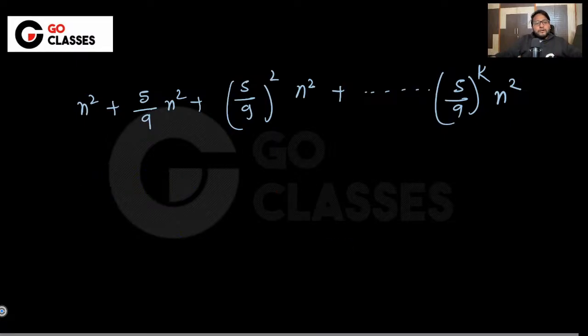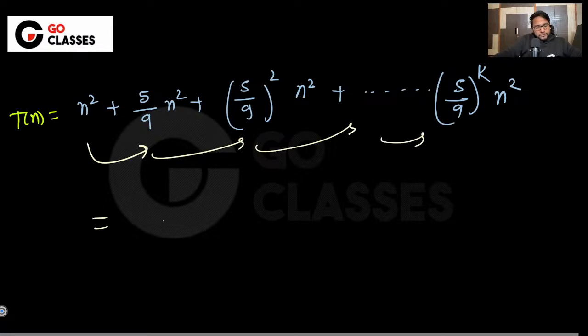Why? First of all, tell me, is this decreasing GP or increasing GP? Okay, Tn will be something like this. Tell me, this is decreasing GP or increasing GP? This is definitely decreasing GP, right? This is decreasing GP. So that's why just n square. You don't need to even worry about the value of k, just n square, because this is the decreasing GP.